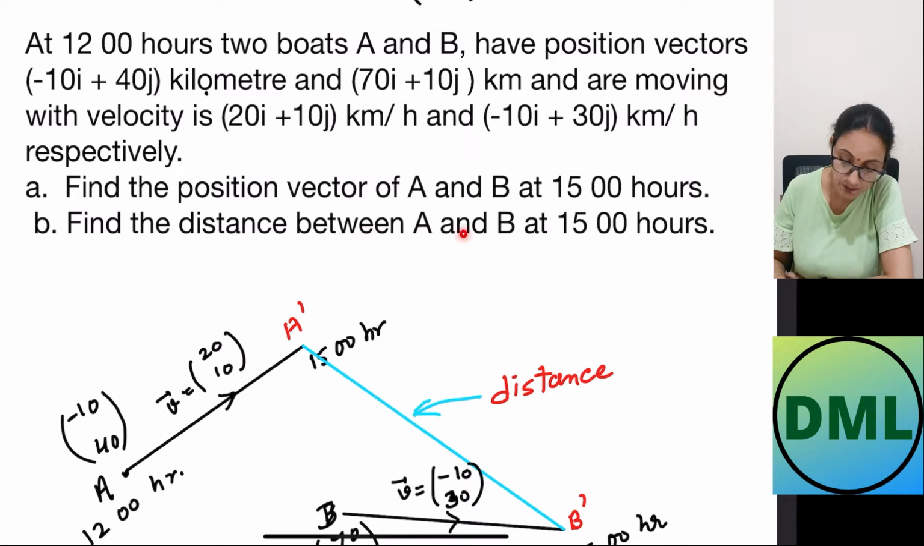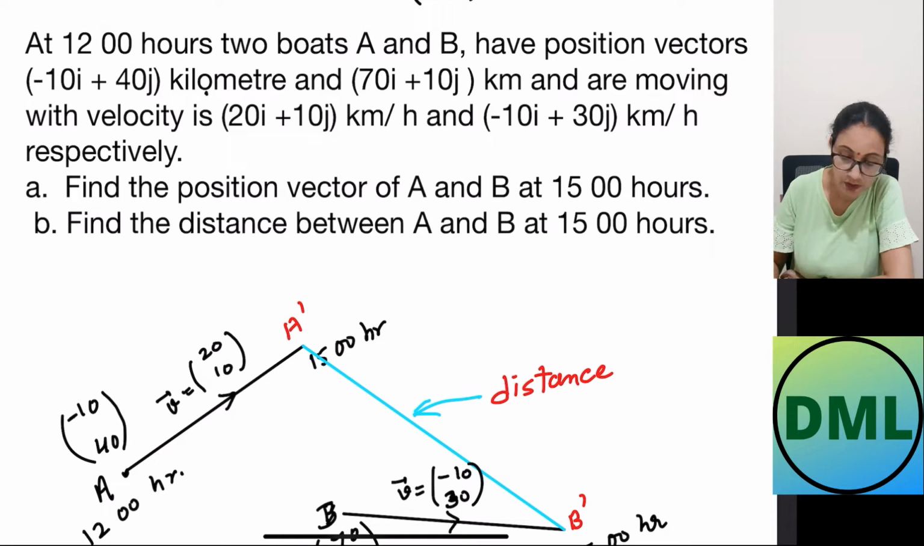Find out the distance between A and B after 15 hours. So after 15 hours, they are reaching A dash and B dash. So I need to find out this distance. First I need to find out the position vector of A. To find out the position vector of A, I need the initial vector and I have the velocity vector. Only thing I need is the time.